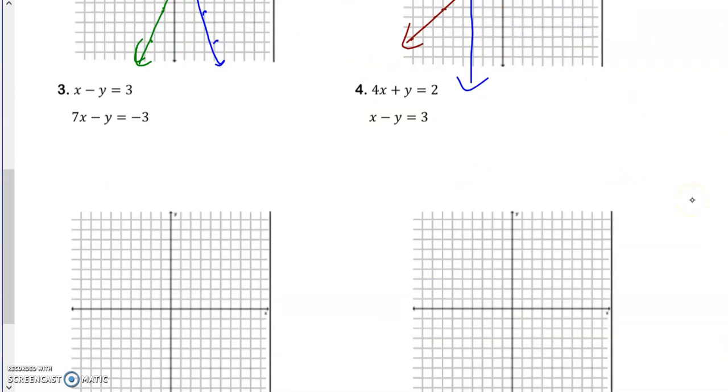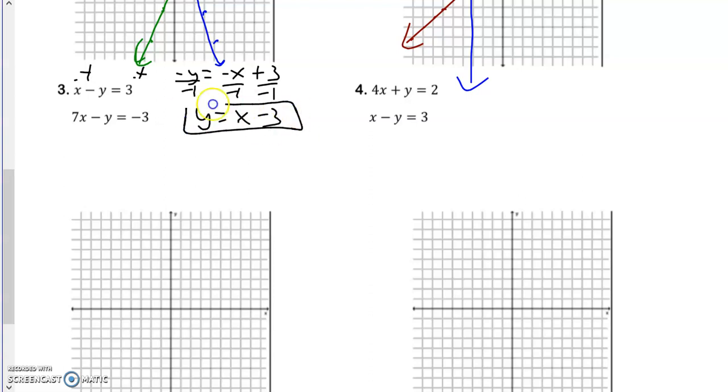Taking a look at this one, these two I cannot graph yet because y is not by itself. So I'm going to subtract x, so I get a negative. y equals -x plus 3. I usually like the x right after the equal sign. I cannot have a negative y, so y equals x minus 3. I'm going to put a box around here and go m equals and b equals. m is 1 and b is -3.